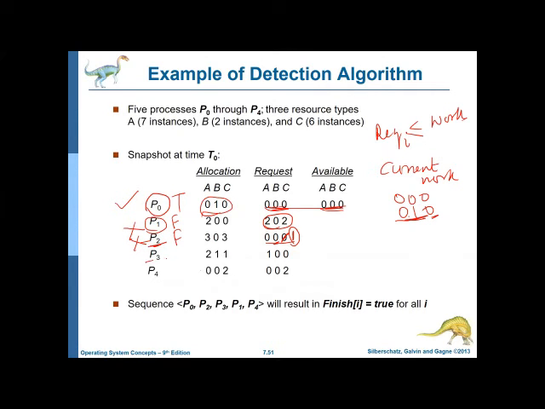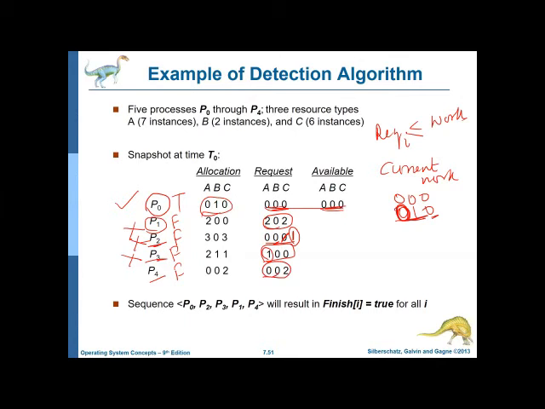Got it. Now we move on to P3. P3 is 100. Again, the same problem. The resource A is 0 here. We cannot give even one resource. It's not available for giving. So that is why P3 also cannot be satisfied. It is still false.